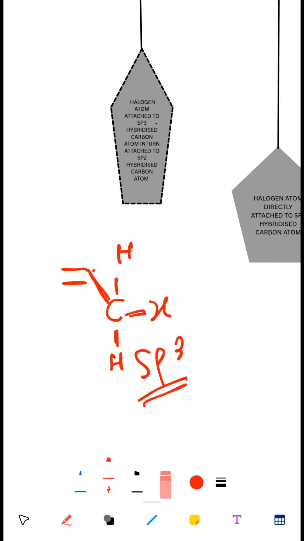That particular sp3 hybridized carbon atom is in turn attached to an sp2 hybridized carbon atom. Can you see the carbon atom here? This carbon atom is surrounded by 1, 2, 3 bonds, and another one bond will be there, so one double bond. It is an sp2 hybridized carbon atom. Therefore, a halogen atom attached to an sp3 hybridized carbon atom, which is in turn attached to an sp2 hybridized carbon atom, is called allylic halides.